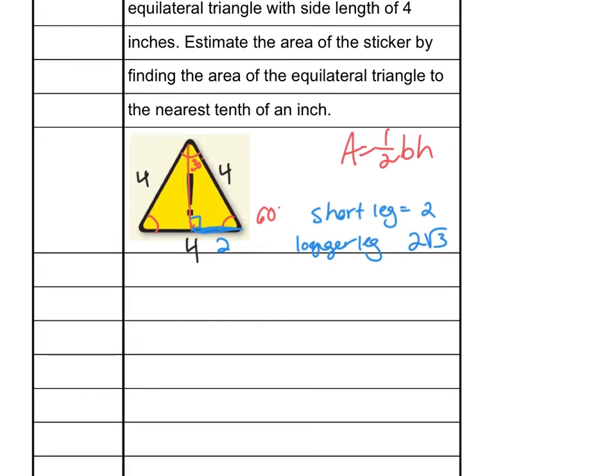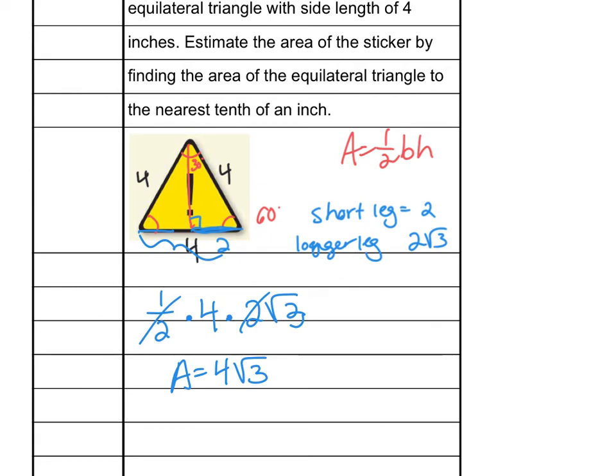So our area is going to be 1/2 the base times the height. So we're going to have 1/2 times the base, which is 4, because we're talking about the base of the entire triangle. And then the height is 2 times the square root of 3. And so when I multiply all this together, the 1/2 and the 2 end up canceling. So I have the area just equals 4 times the square root of 3. And it asks us to round it to the nearest 1/10 of an inch.